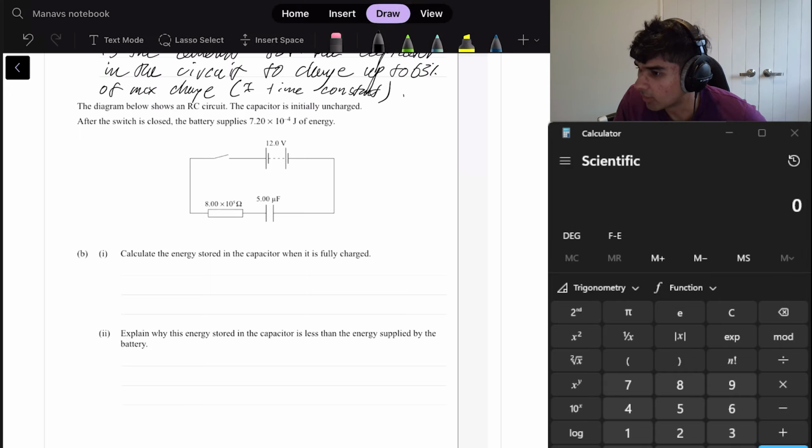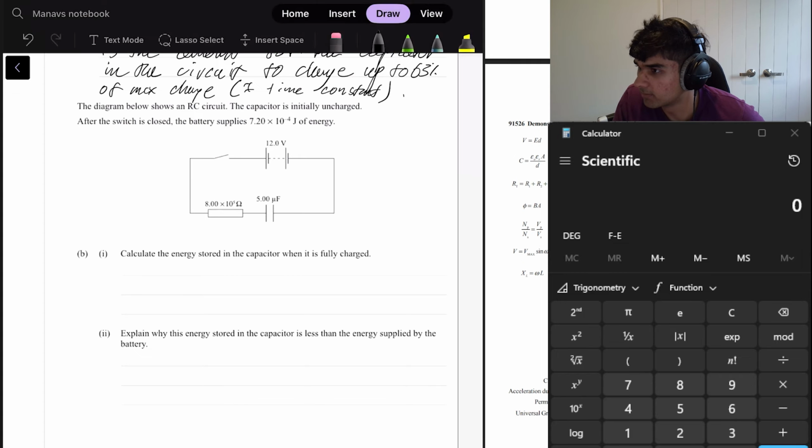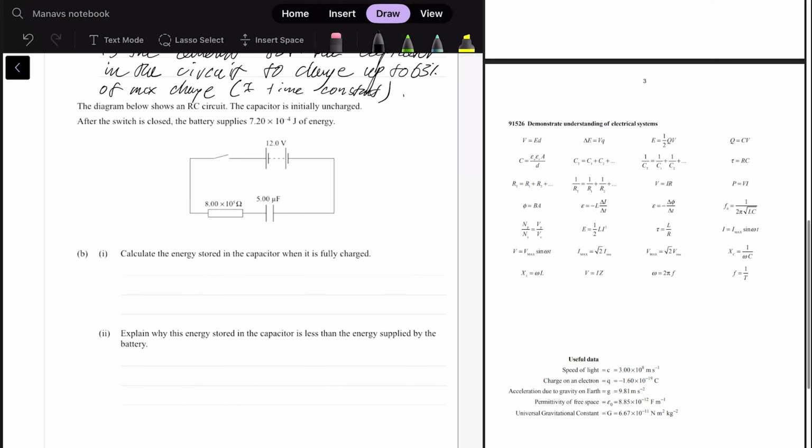Okay, so I'm going to whip up the formula sheet. Energy stored in the capacitor: E equals half QV. Let's plug this in here. E equals half QV.